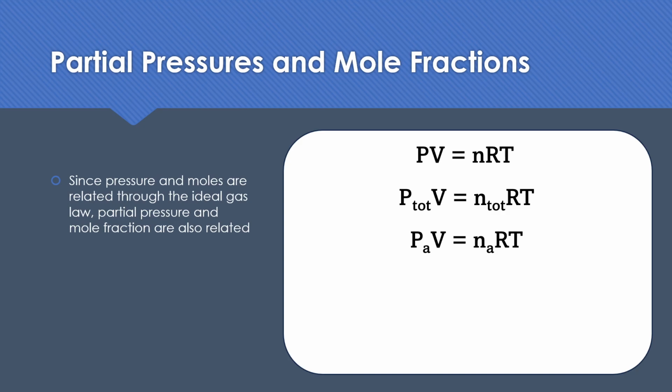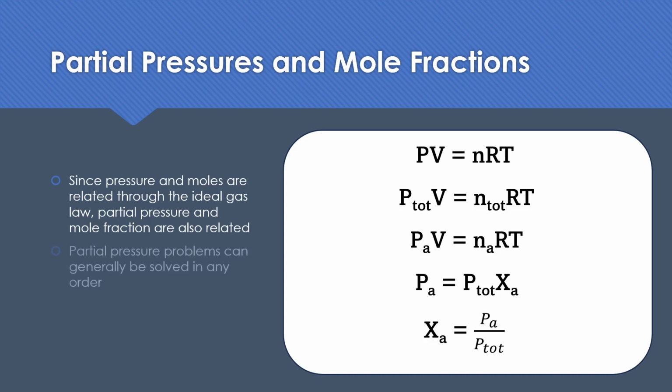Because the identity of the gas doesn't matter. The gases mix, but they don't interact. So the relationship between total pressure, mole fraction, and partial pressure is that the partial pressure is equal to the total pressure times the mole fraction. And the mole fraction is equal to the partial pressure divided by the total pressure. So that's the relationship between that and partial pressure. And because of these relationships, partial pressures can be solved kind of in any order. So let's do an example, and I'll show you what I mean.